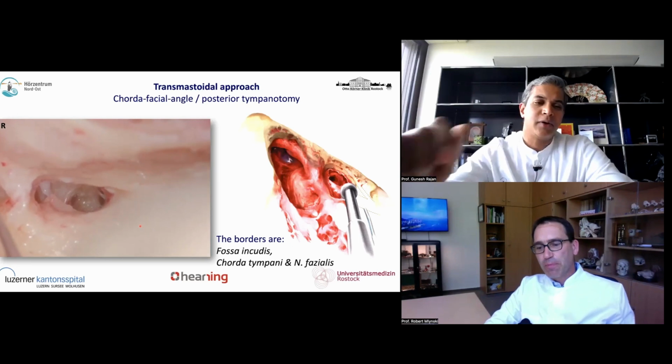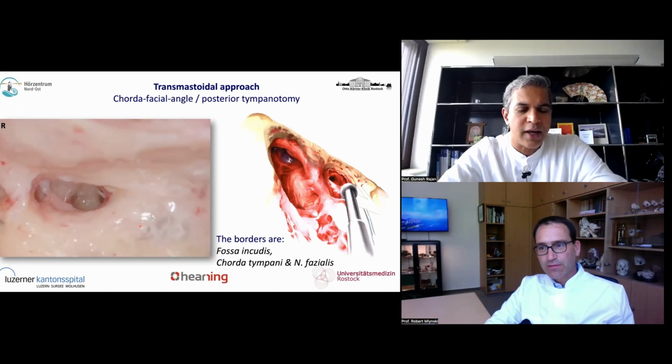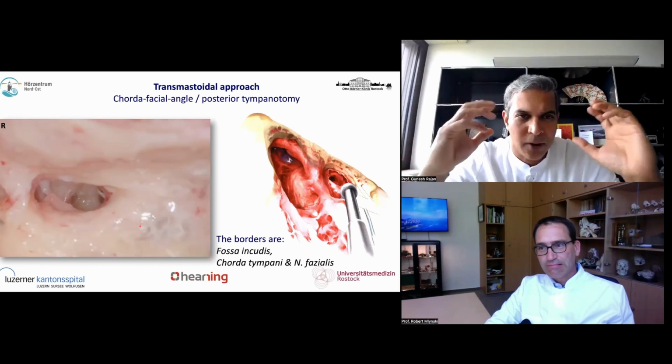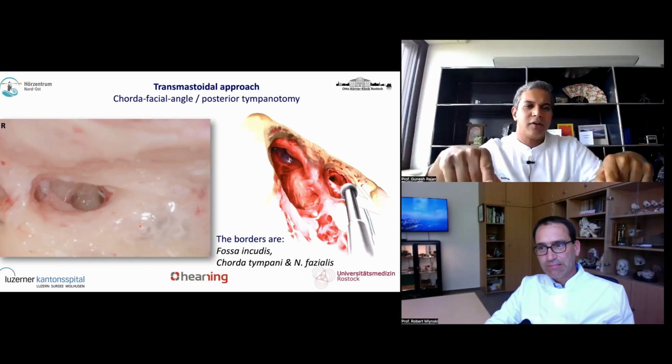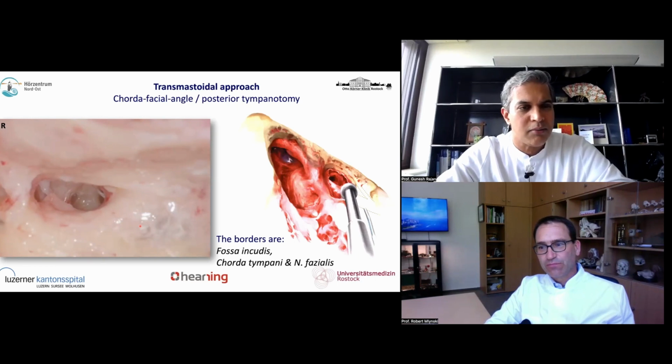You don't want any thermal injury on the facial nerve. I think this is actually a good point. Obviously we want access into the round window niche, right? So that means we also need access for the instruments, for the implant. So that's the working space.